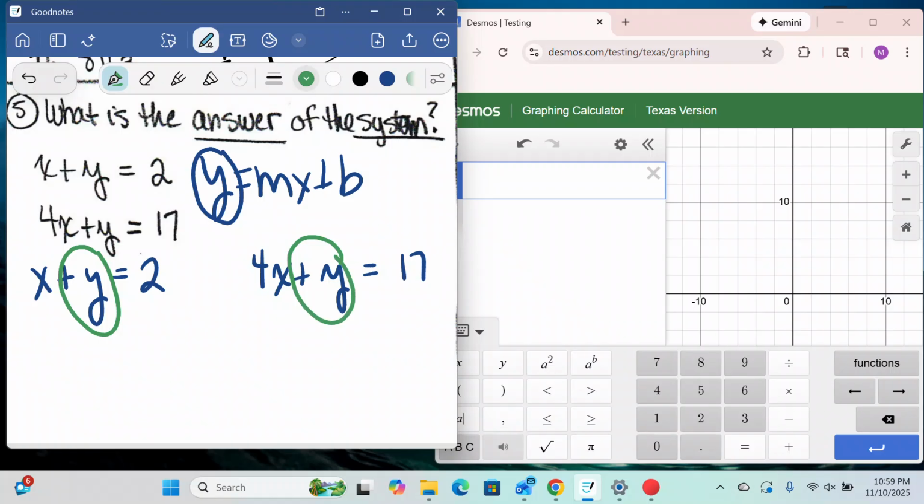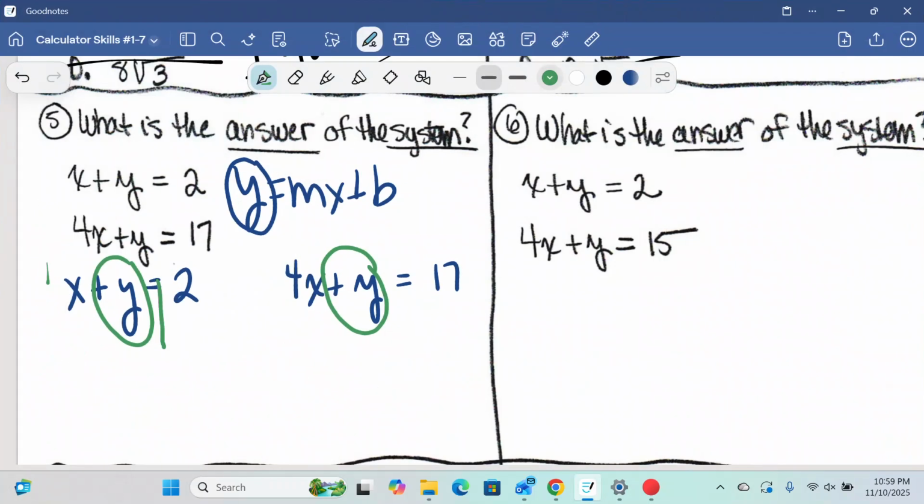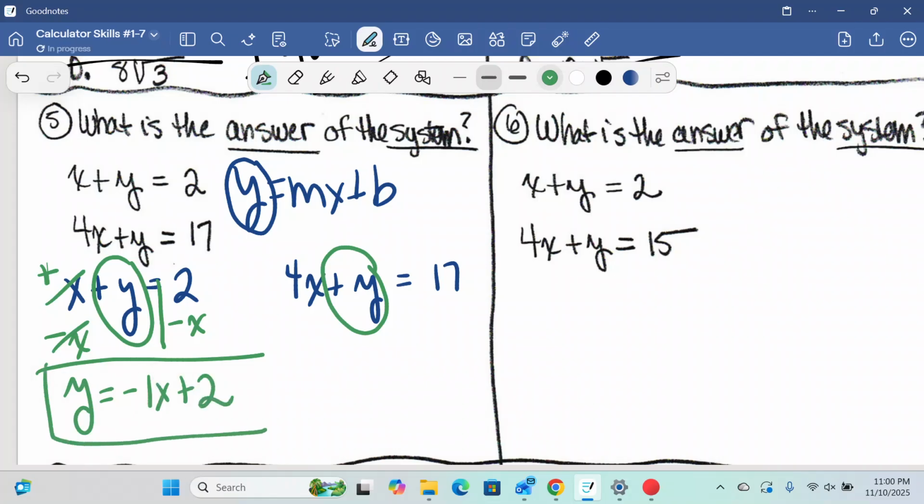I'm going to do one equation at a time. I'm going to do my railroad tracks, and then I want to get rid of the positive x. How do I get rid of positive x? Right here, I get to do the opposite. The opposite of positive x is negative x. But if I do that to this side, I have to do that to that side. So I'm going to cancel it out. Then it's going to be y equals negative 1x plus 2. And if I input this into Desmos, it will work.